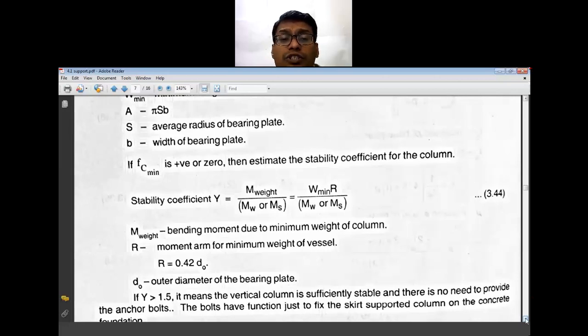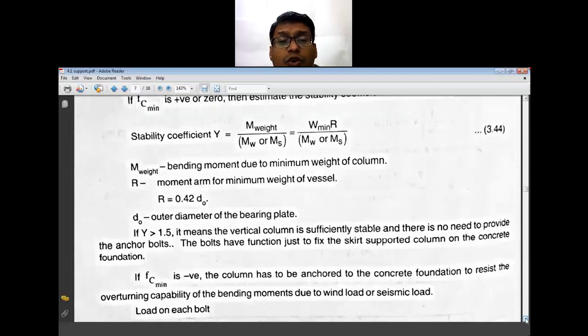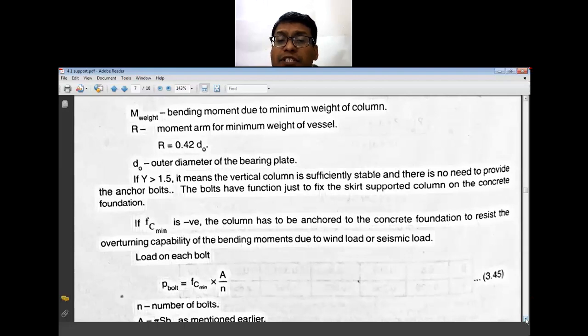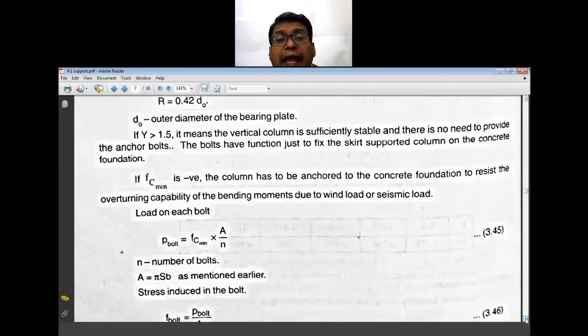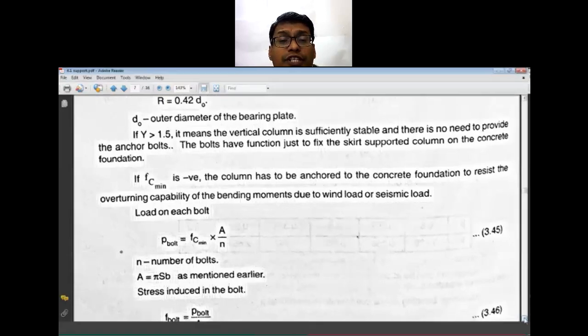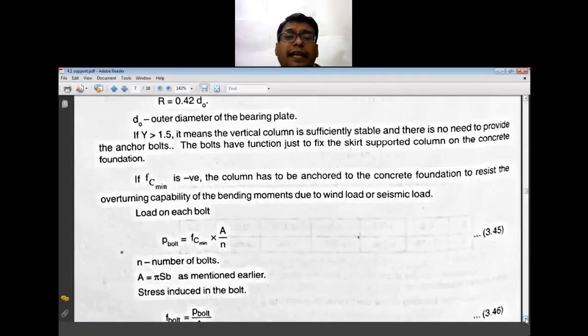So the minimum stress between the bearing plate and the concrete foundation, which is FC minimum, is nothing but W minimum upon A, that is the weight per unit area, minus the bending moment upon Z, the section modulus. There is also a stability coefficient which has to be calculated. FC minimum is positive or 0. Then estimate the stability coefficient for the column, to see whether the vessel itself is stable, if the weight of the vessel is sufficient to resist all the forces because of the wind or because of the seismic load.